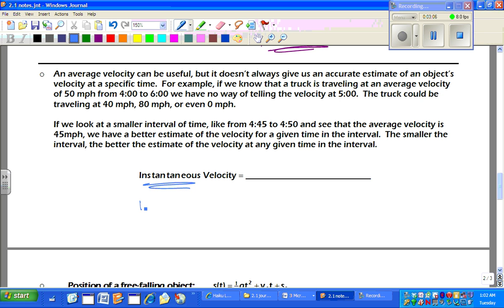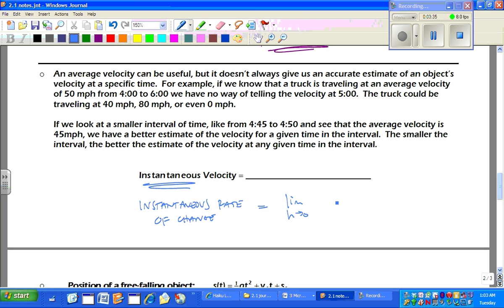So instantaneous rate of change tells us how something's changing at a very specific time, rather than over a large interval of time. That's what we talked about yesterday with the limit. Right? That's the tangent line. That gives us the rate of change at that instant.